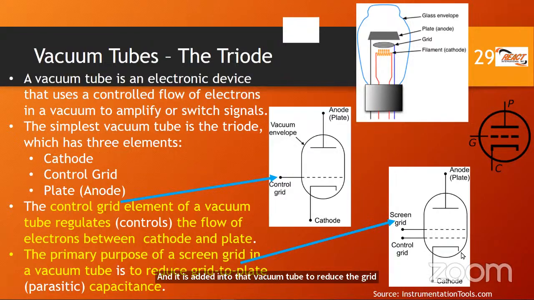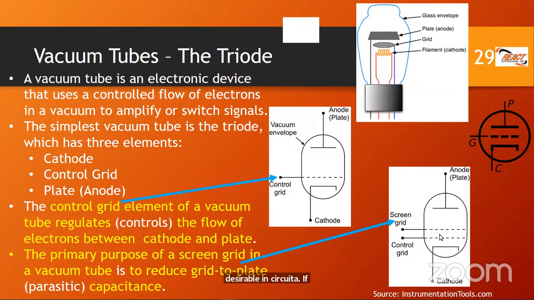So what is the grid to plate capacitance? You have the grid here and you have the plate, and because of that, there's a capacitance. If you remember how we constructed a capacitor, you had two plates insulated by a dielectric. So you kind of have that sort of capacitor built here, but you don't want this capacitance because it's parasitic, it's extra, it's a pest. So what you do is you introduce this screen grid to reduce that parasitic, grid to plate capacitance. Between this control grid and the plate, you reduce the capacitance because that's not desirable in a circuit.